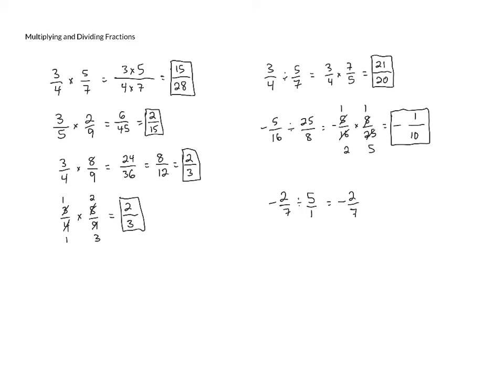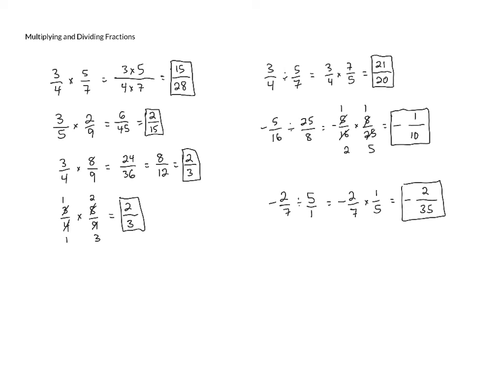So this becomes -2/7 times 1/5, because we have to take the reciprocal of the second fraction. When we multiply, we end up with a negative answer, because we've got a negative times a positive. In the numerator, when we multiply, 2 times 1 is 2. In the denominator, 7 times 5 is 35. And we end up with -2/35, which is our final answer.